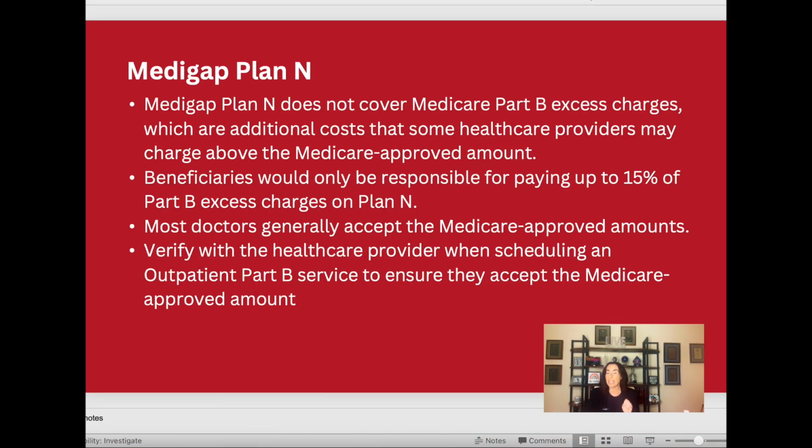A Plan N in most states, not all, but most states, you are subject to what's called the Part B excess charges, which simply means that if your doctor or the outpatient facility, anything under Part B, wants to charge the patient more than what Medicare pays them for that service, it's called an excess fee. They are allowed to pass on 15% of that excess fee to the patient.